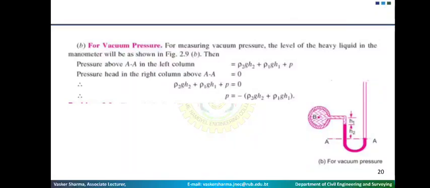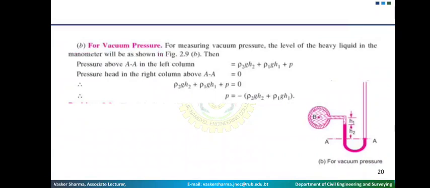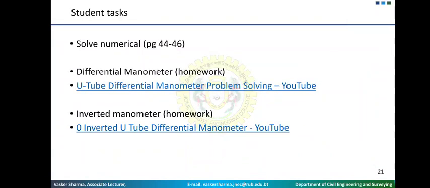Okay, so since both the gauge pressure and vacuum pressure are covered now, there are some numericals. You need to do pages 44 to 46. You can solve them in that book that I have given you. You can also see this problem solving that is given on YouTube itself, how manometer problems are solved. So you just click on that and see how they solve it.